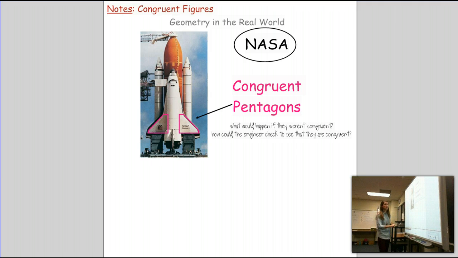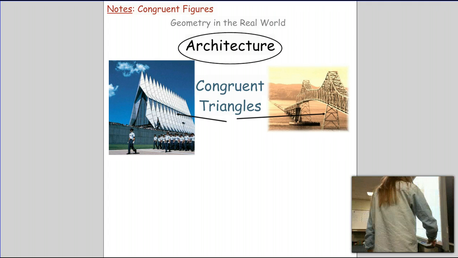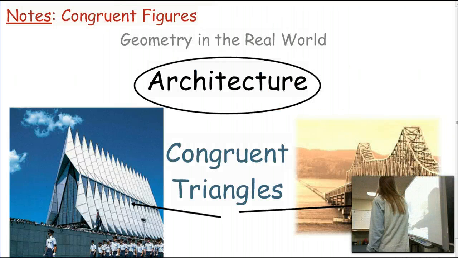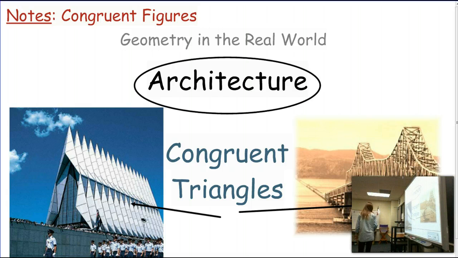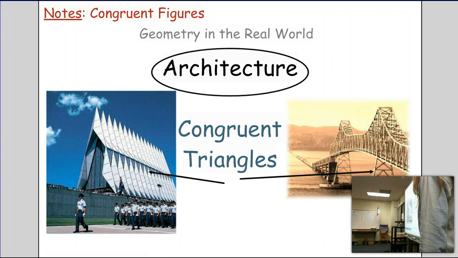Some other places where we see congruent figures. Anyone know what that is? You can tell it's military, right? Can't you tell? Taj Mahal. It's actually a chapel at the Naval Academy. That's a lot of congruent triangles though. Look how many. I've never even counted them, but it's a lot of congruent triangles. And then this bridge is built up of lots of congruent triangles.